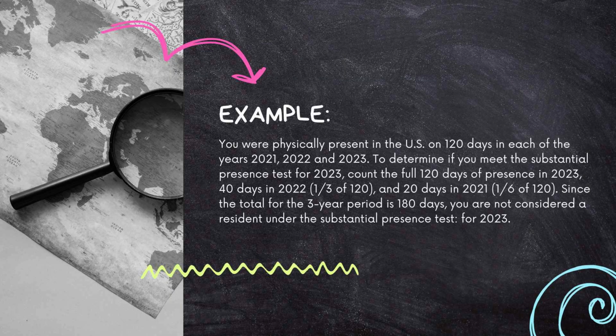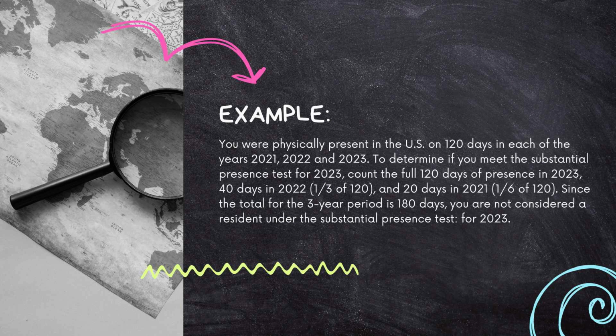Now, here's an example that the IRS actually gives, which is a pretty good example that explains how it works and how you calculate it. So if you were physically present in the US on 120 days each of the years 21, 22, and 23, to determine if you meet the substantial presence test in the year 2023, they would count the full 120 days of presence that you were here in 2023, 40 days in 2022, which is 1/3 of 120, and 20 days in 2021, which is 1/6 of the 120.